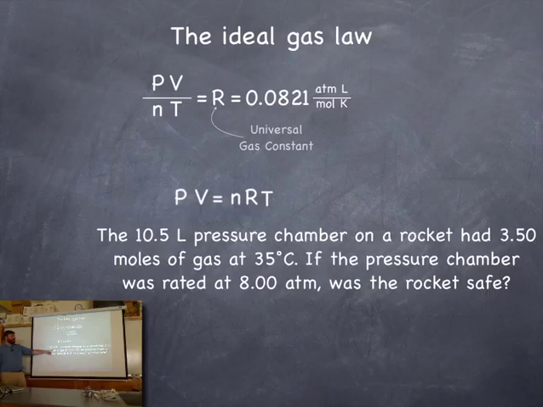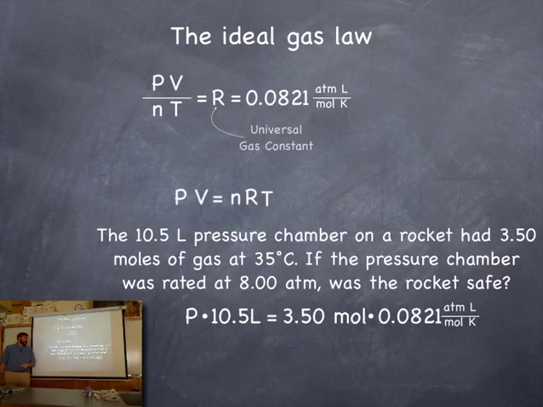So I can set up an ideal gas law problem that gives you the volume, the number of moles, and the temperature. I'm basically asking you to find the pressure, and in this problem, I'm asking you to compare it to this maximum safe value. So I'm going to take these values: pressure, which I'm trying to find, times volume, equals moles times RT. R is 0.0821 atmosphere liters per mole Kelvin.